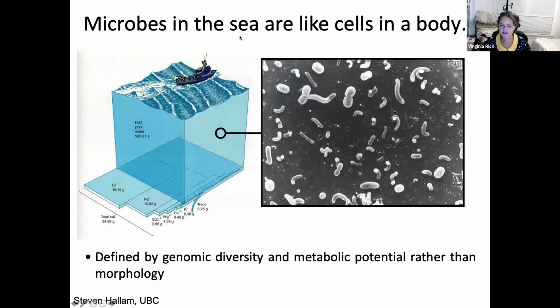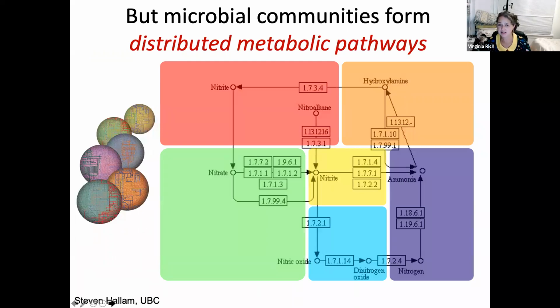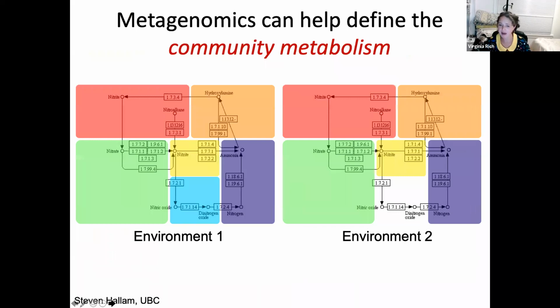Okay, so microbes in the sea, for example, are really like cells in a body. So there's all of these different cells and they're in a little milliliter of seawater or whatever. And so these metabolisms are often studied one cell at a time. Okay, but really the microbial communities as a whole can form distributed metabolic pathways. And you can compare those between environments and say, hey, this part of a metabolic pathway for the overall community seems to be missing in this environment versus this environment. And a key linkage here then is this kind of community level metabolic inference tells us something about the biogeochemistry that might be dominating in environment 1 versus environment 2.